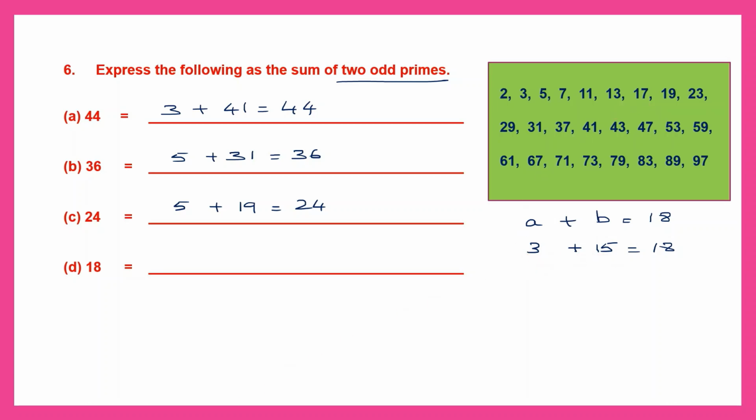So let me try using 5. Okay, so let's try 5 plus what will give us 18? Again, you can subtract these two and find out. If you subtract 18 minus 5, you'll get 13. So is 13 a prime number? So let's see. Yes, 13 is a prime number. So we can say 5 plus 13 is equal to 18. So here 5 and 13 are two odd prime numbers. So we've got our answers here.